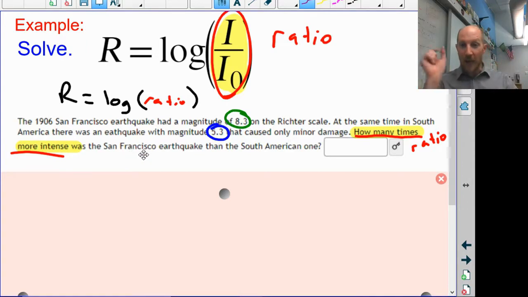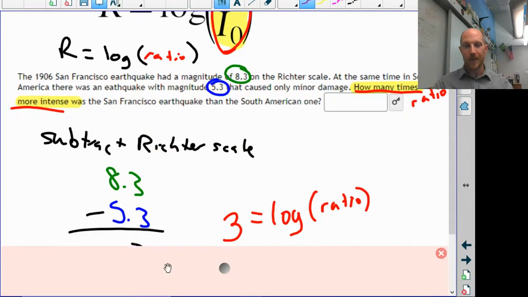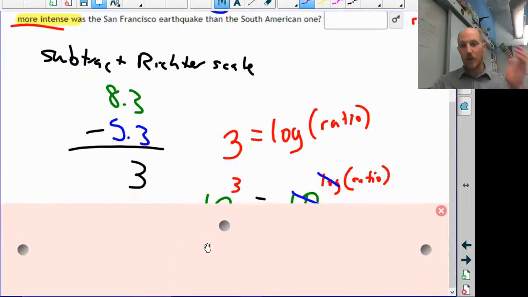Okay, well, that question, how many times more intense, is referring to this ratio, right? So again, our answer is just the ratio of I over I sub 0. And we don't need to know what I is. We don't need to know what I sub 0 is. We just want the ratio that compares them. So take the two Richter scale numbers, 8.3 and 5.3, subtract them to find the difference. In this case, it's just 3.